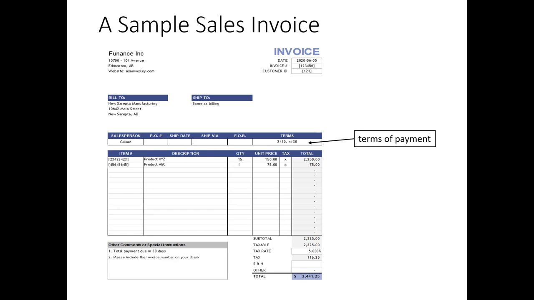Okay, so here's an example of an invoice. And on the invoice, you see, okay, here it is. Finance Inc. Woo-hoo, yay, go Finance Inc. Located in downtown Edmonton. Holy cow. Ooh, check out that website. And so we have our invoice date and who we've billed it to, where we shipped it, what the heck they ordered. And then the terms.